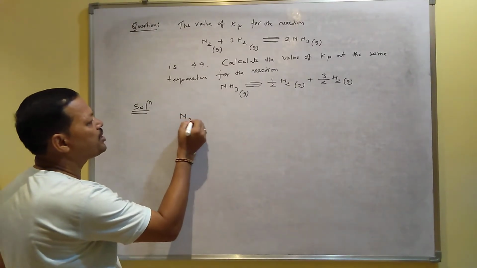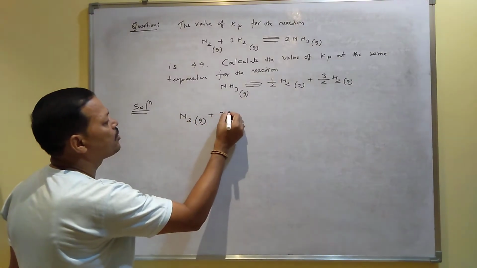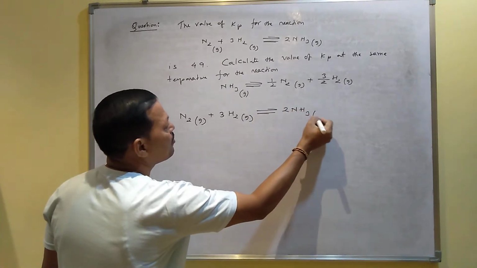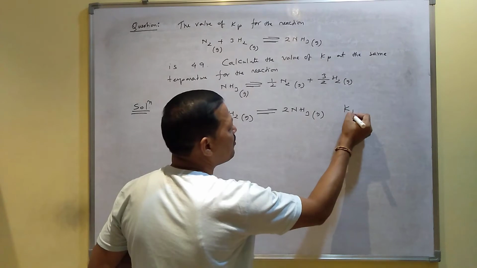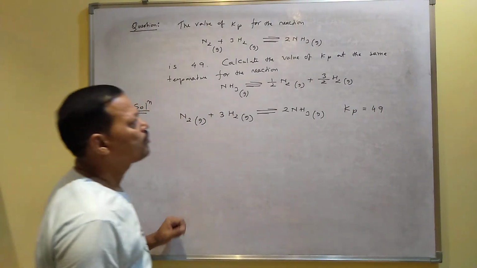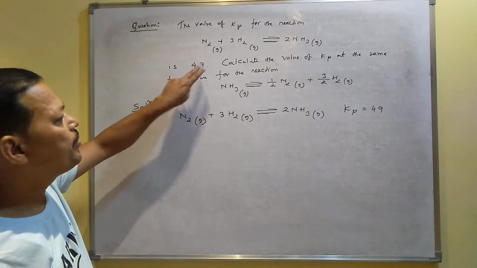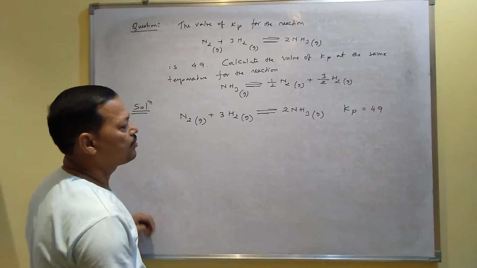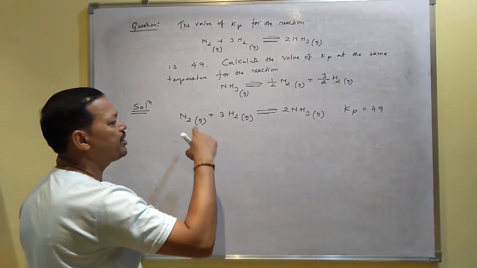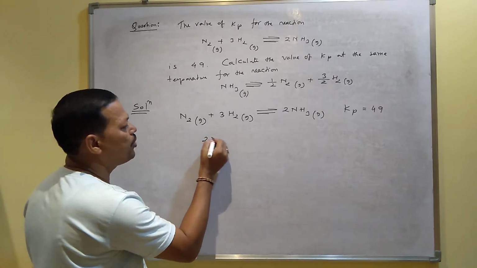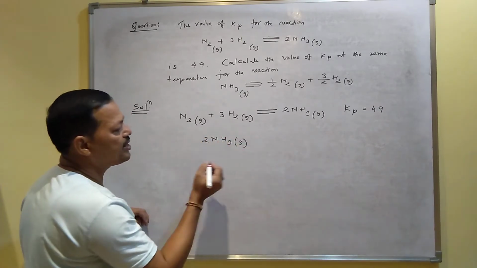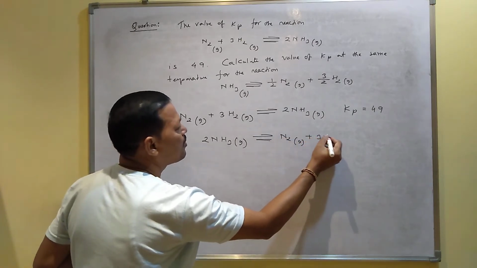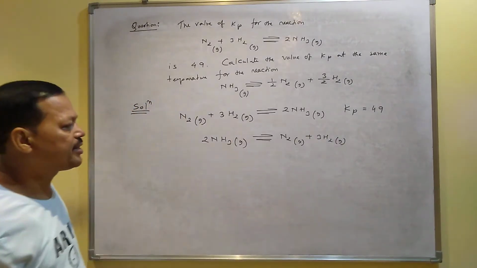Now, according to the question, it is given nitrogen gas, when it reacts with hydrogen gas, produces ammonia gas, and here the Kp is given 49. This is according to the question, value given 49. First, what you have to do is just reverse the reaction. How to reverse? You make the product the reactant. So the reaction, when you reverse, goes like this: 2NH3 will give nitrogen gas plus hydrogen gas. So just reverse the reaction.